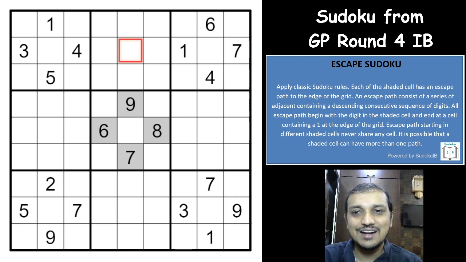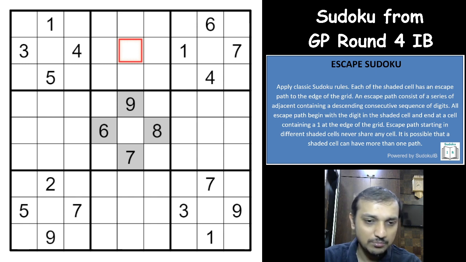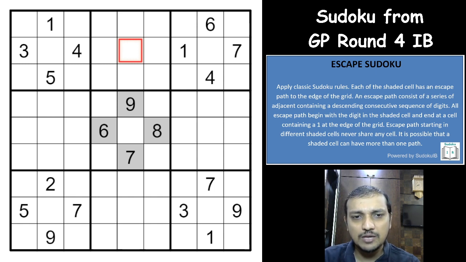Ashish here, and today I'll be covering a Sudoku variant called Escape Sudoku. This is a new variant that I have seen, and it is featured in the Sudoku GP Round 4. I have taken this Sudoku from the instruction booklet, and this round is going to start this weekend. The authors are from the UK, so I'd highly recommend you give the contest a try. I am sure that the Sudokus will be of top notch quality. This is a new variant that I have seen in the instruction booklet, so I thought of covering a video on this one.